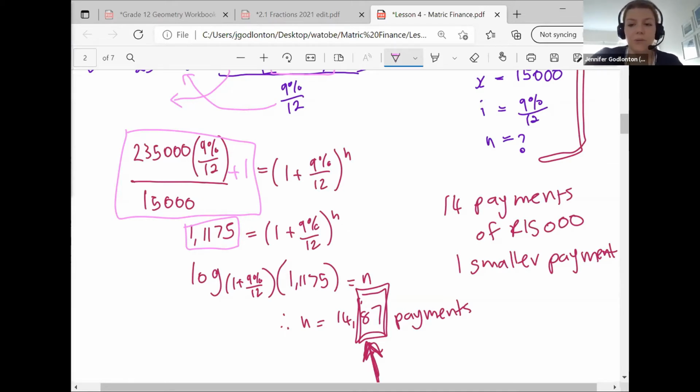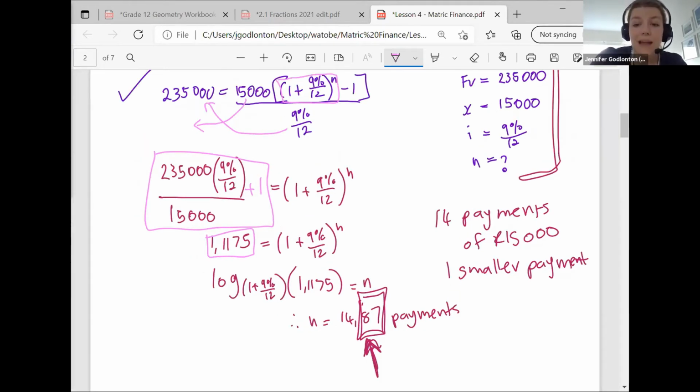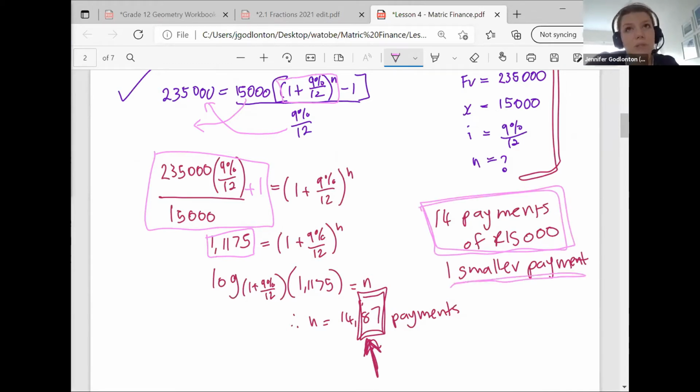Then the last little bit that we were talking about here is the reason why we don't round up, because that means I've made 14 payments of 15,000 Rand, and I've made one payment which was a little bit smaller, so a little bit less than 15,000 Rand. Does that make a bit more sense? Yes, it does. Okay, good.